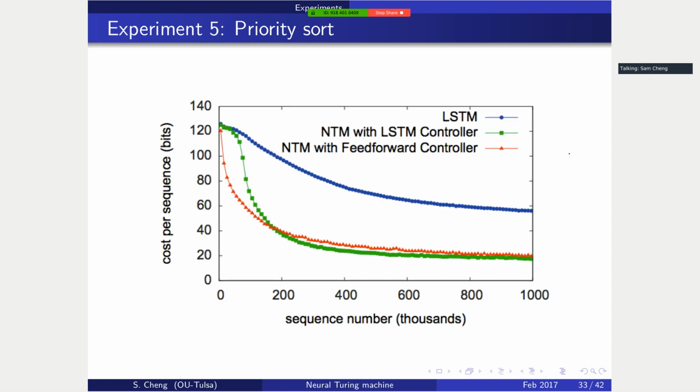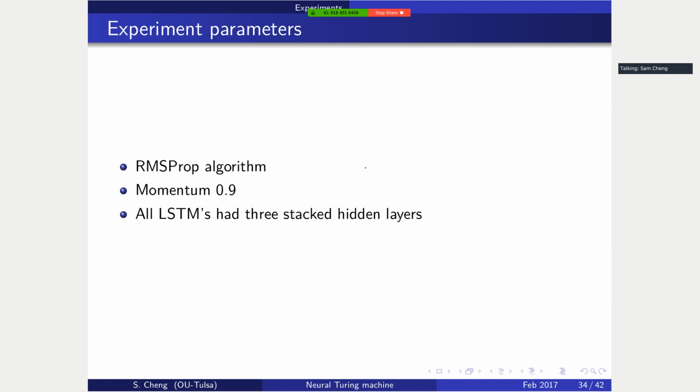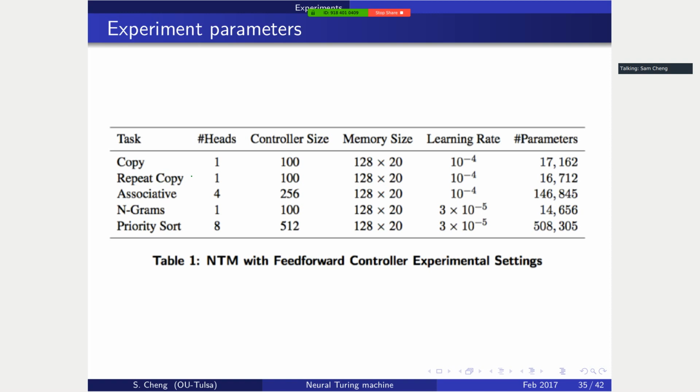And this is the cost for the priority sort, comparing with LSTM and using two different controllers. And this is a little bit detailed, for the actual experiment parameters. Anyway, it's a little bit dated now. This is 2014, so they used RMSProp at that time, and they used momentum of 0.9.